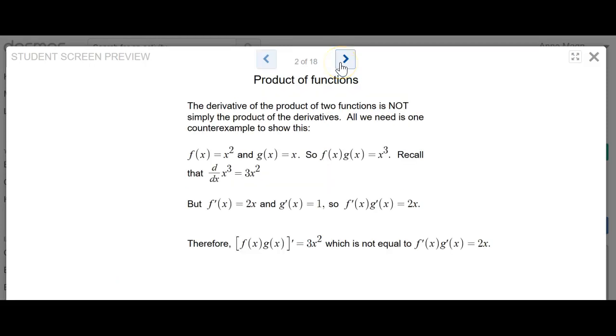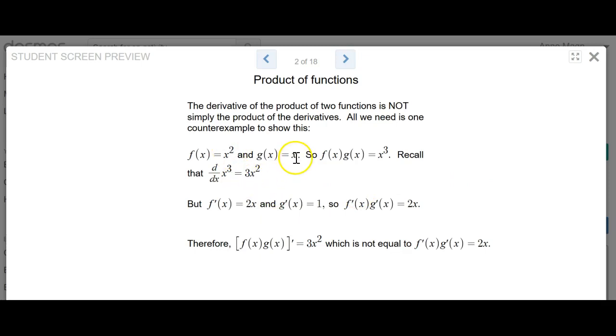And you remember from last section, we looked at the rules for the derivative of the sum and difference of two functions. The derivative of the sum is equal to the sum of the derivatives. But that's not the case with products. The derivative of the product is not equal to the product of the derivatives. And we can see that by this one counterexample.